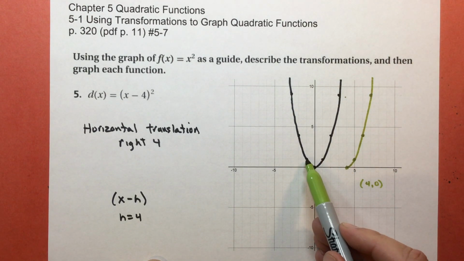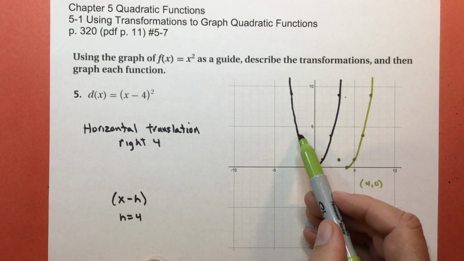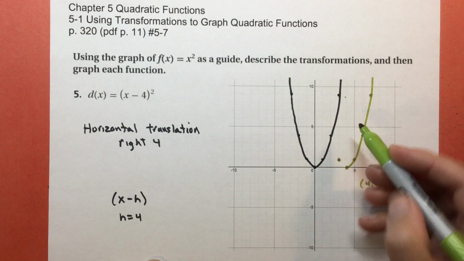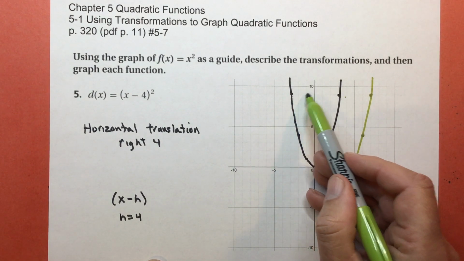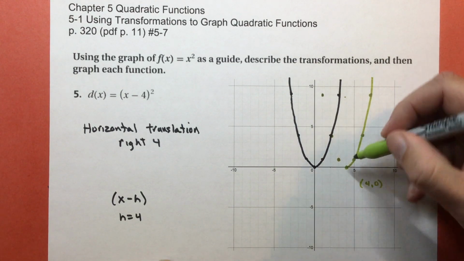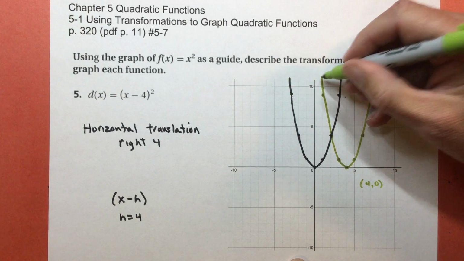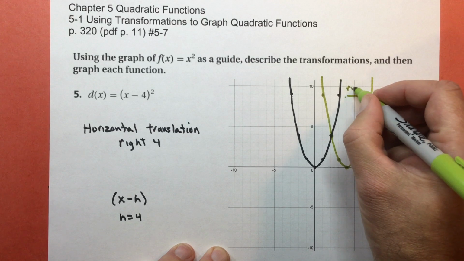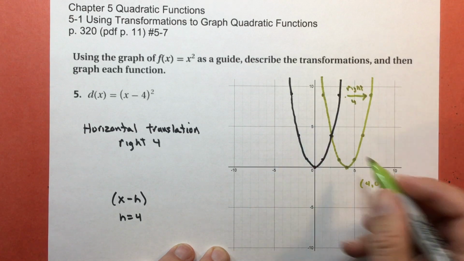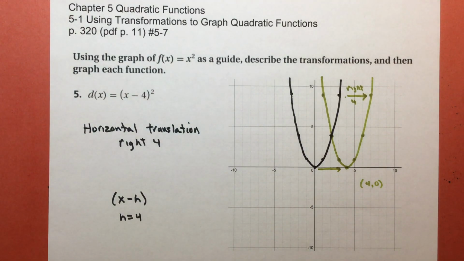This point, negative 1, 1, 1, 2, 3, 4 ends up here. 1, 2, 3, 4 actually ends up right here. That's where they're going to cross. And this one goes 1, 2, 3, 4 right here. So I end up with that graph. So that point moved to the right 4, and so did all the other points. The whole graph moved over to the right 4 spaces.